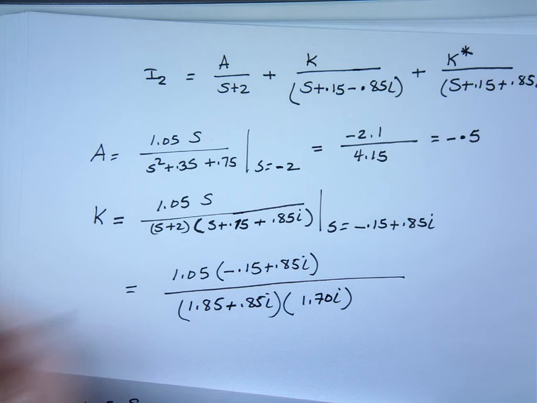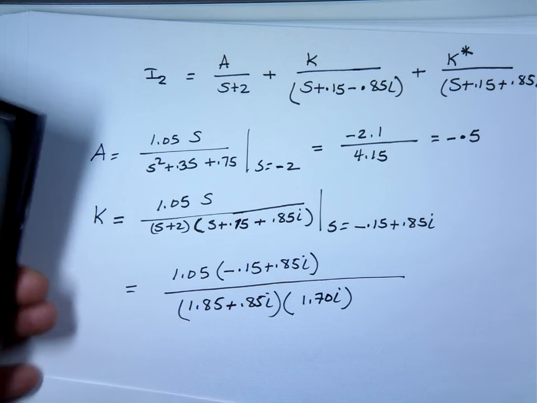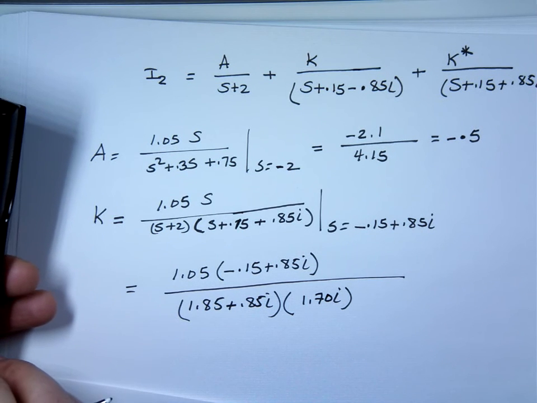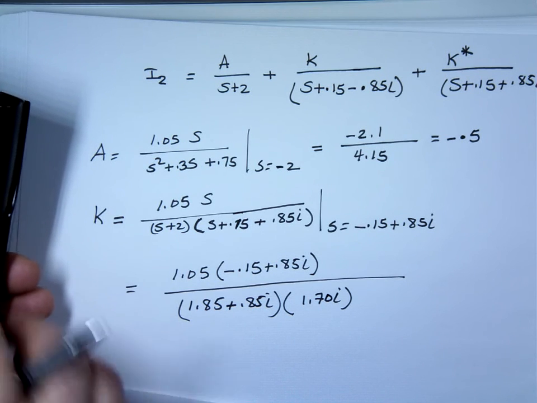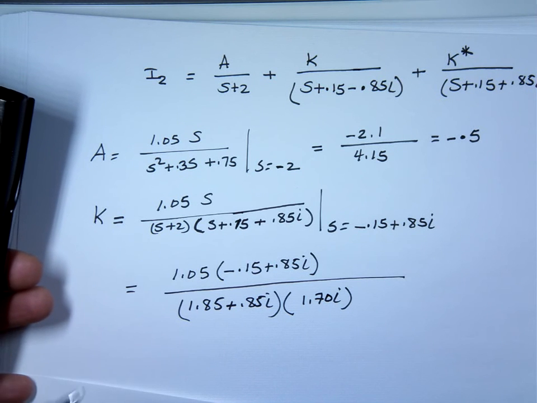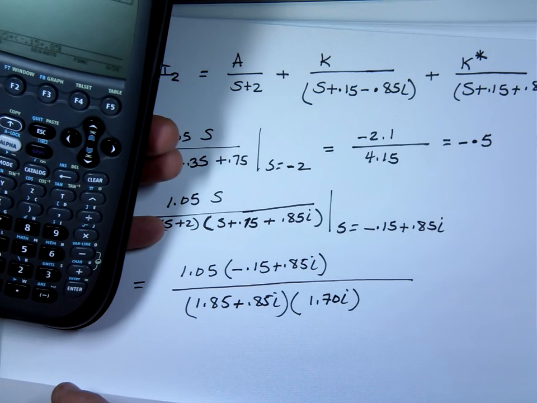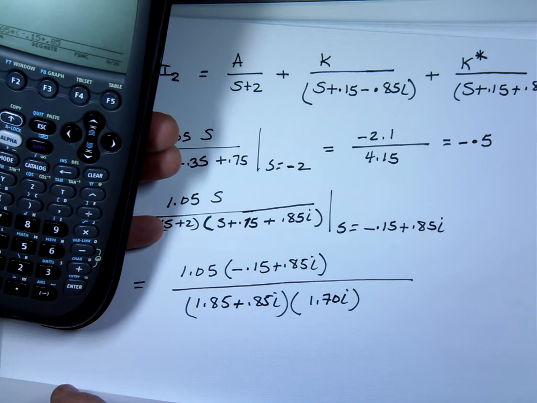Now I forgot how to use the 89. Let me just see F18. Get rid of everything. 1.05. I already screwed this up. I wrote 1 minus 1.05 times negative 0.15 plus 0.85I, and where's the I button here? Is it right over 9 or maybe not? I think that's semicolon over 9. It's right over there, oh yeah, thank you.